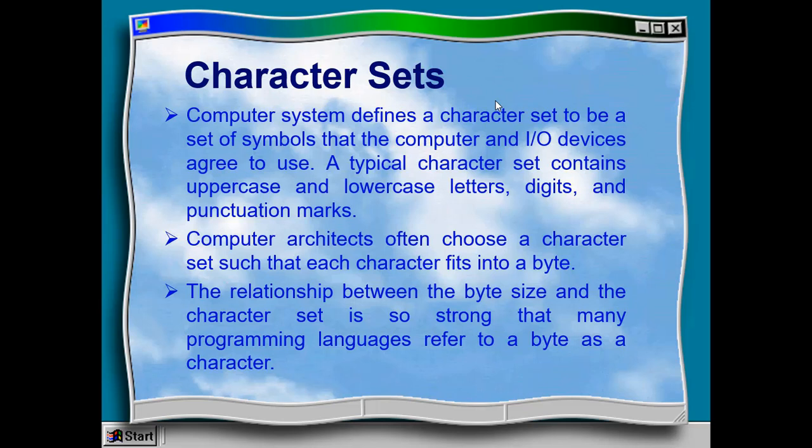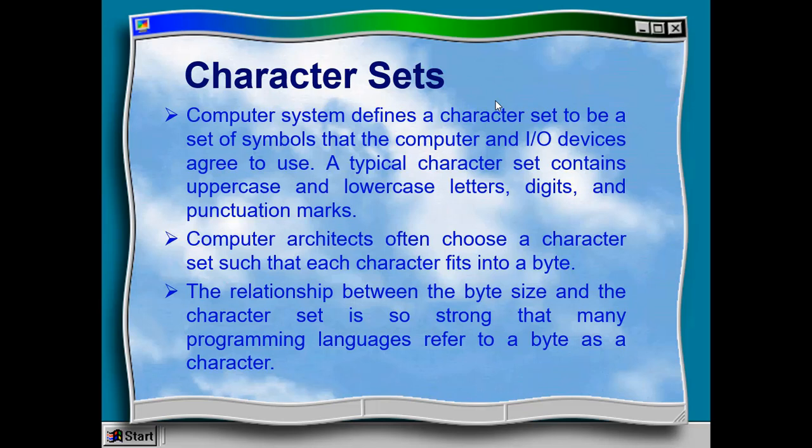Previously, we said that bits have no specific meaning, and that the hardware or software must determine what each bit represents. More important, more than one interpretation can be used. A set of bits can be created and used with one interpretation and later used with another. So, character data has both numeric and symbolic interpretation. Each computer system defines the character set to be the set of symbols that the computer and input devices agree to use.